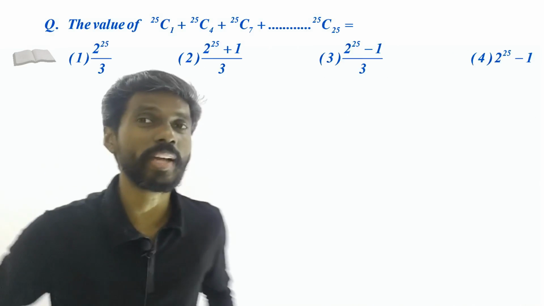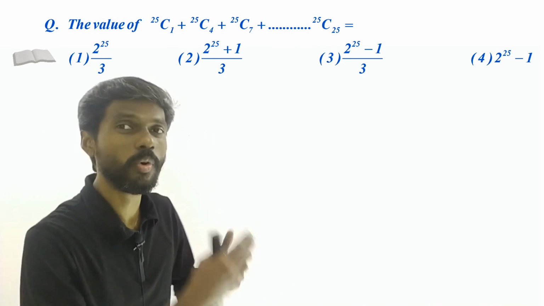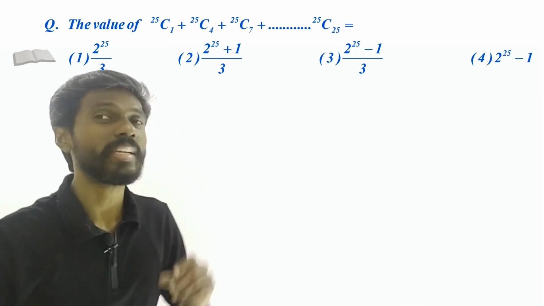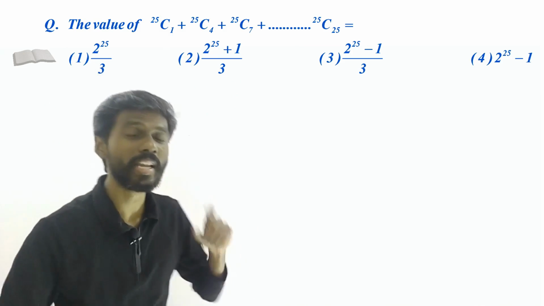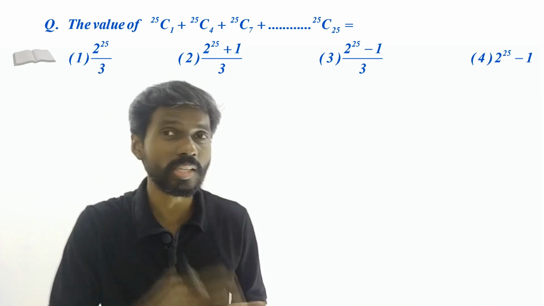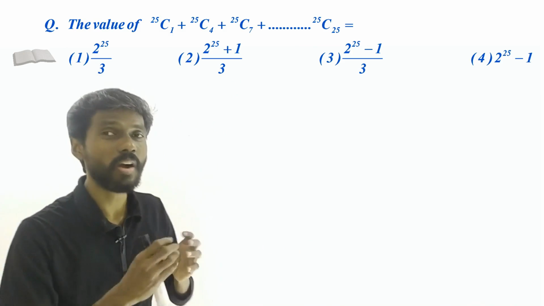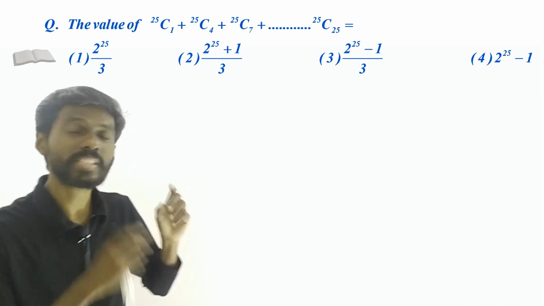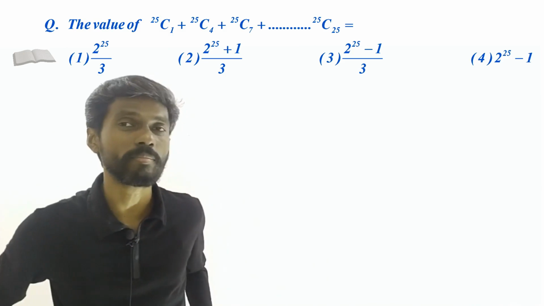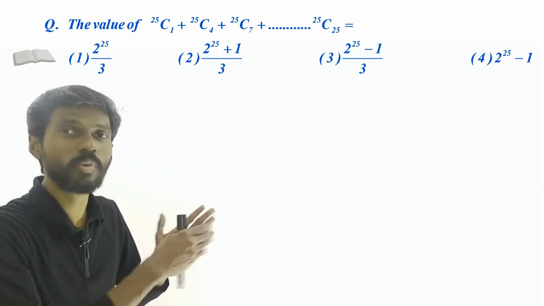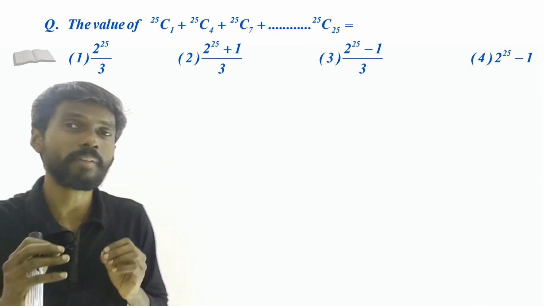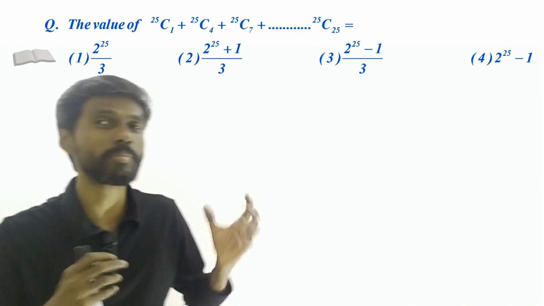Here also we need to find the sum of every third term, 1, 4, 7, etc. Right? But it does not start from the first term. Unlike the last question where we had nc0, nc3, nc6, all multiples of 3. Here it starts from the second term, which is nc1. But the difference is 3, 1, 4, 7. If the difference is 3, we have to use the same idea, omega, but with some small changes here.